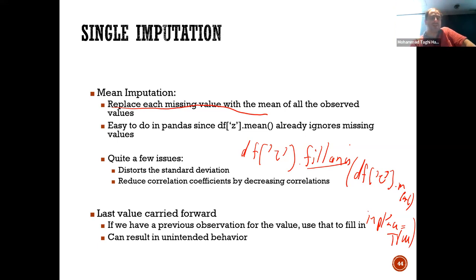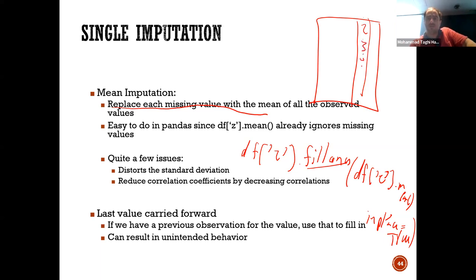So the main issue that I mentioned: it distorts the standard deviation and reduces correlation coefficients by decreasing correlation. What's the meaning of that? For example, here you have a large data, and you have some of these like 2, 3, 4, and then lots of missing data. If you just compute the mean of these, it would be 3 essentially. So everything else would be 3 here. What is the problem? The standard deviation has been changed. Probably in the real world, it was not like that. There were some 5, some 7, 6, etc. But you will put all 3.